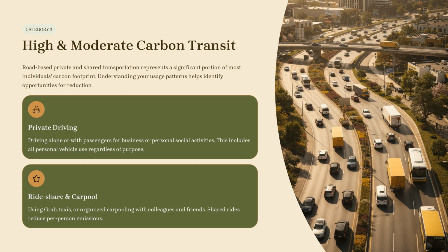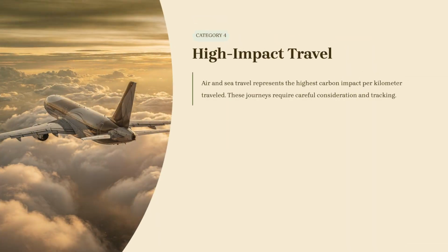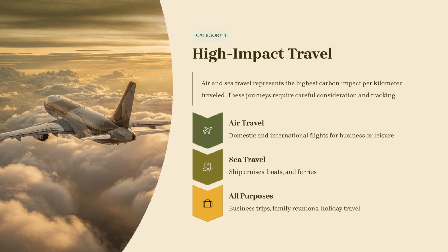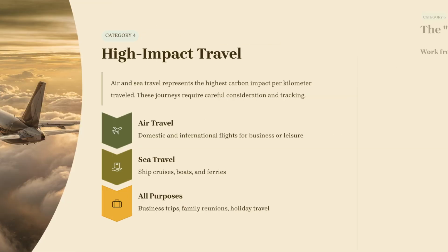Category 3 assesses high and moderate carbon transit, including private driving and rideshare or carpooling. Understanding these usage patterns is vital for identifying opportunities to reduce a significant part of your carbon footprint. Category 4 addresses high-impact travel, primarily air and sea travel, which have the highest carbon impact per kilometer. These journeys, for business, family, or holiday, require careful tracking and consideration.